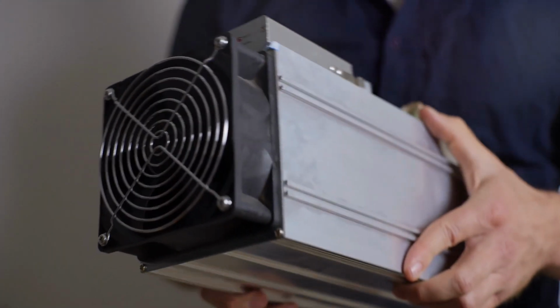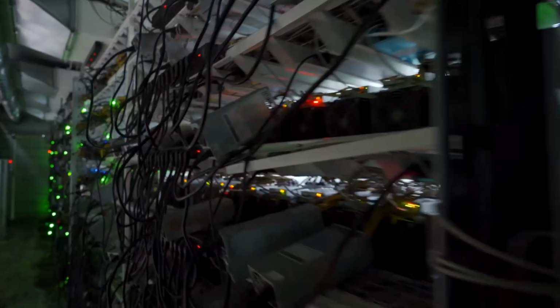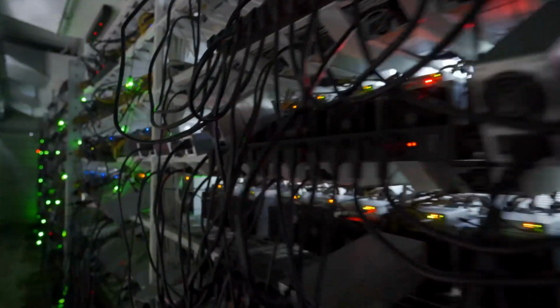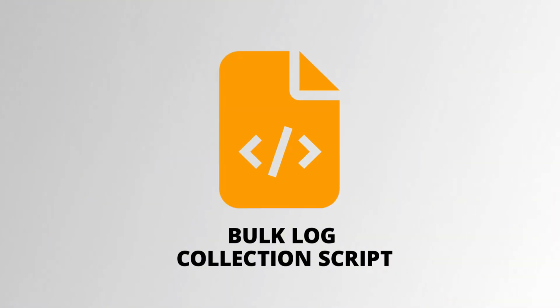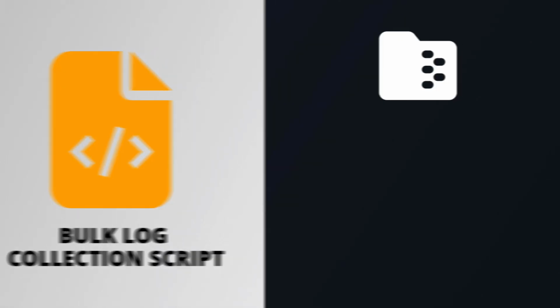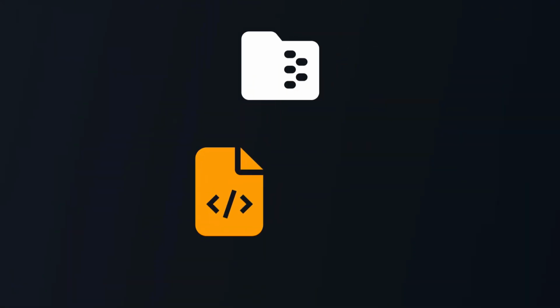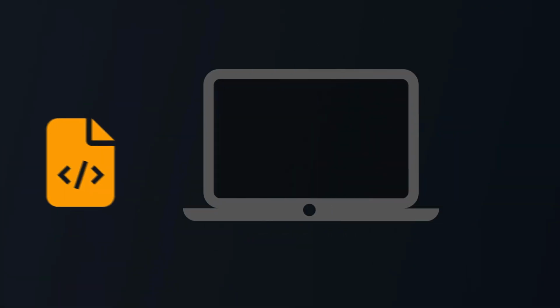Now, that is perfect for one or two machines, but a real site often wants to analyze logs from dozens of miners at once. For that, we provide a small, bulk log collection script that you can run on your own local network. The idea is simple. You download a zip from our site that contains the script file, a miners.txt file where you list the IP addresses of the miners you care about. You run the script on a computer inside your network.